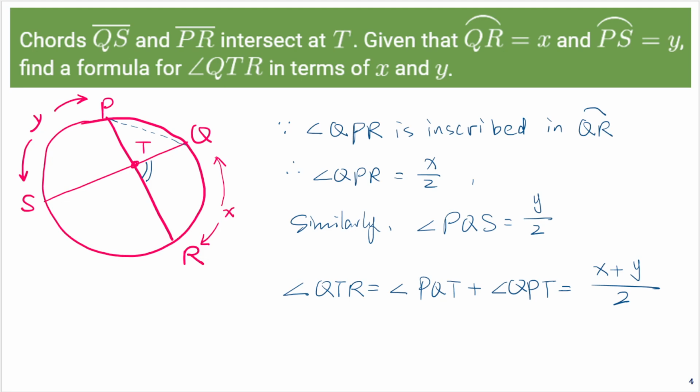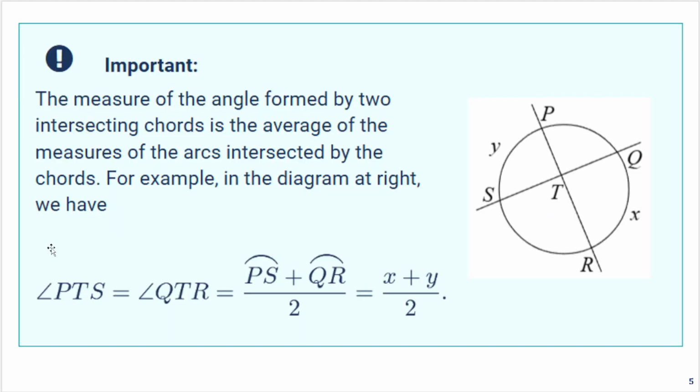So that brings us a very important feature of intersecting chords, which you should remember here. The measure of the angles formed by two intersecting chords is the average of the measures of the arcs intersected by the chords. For example, in the diagram at right, we have angle PTS equals angle QTR, which equals (arc PS plus arc QR) over 2, which equals (X plus Y) over 2.